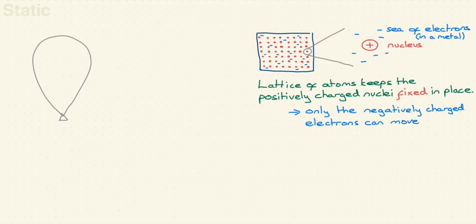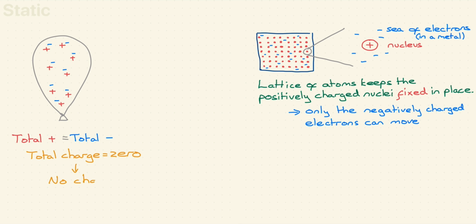This balloon has no charge. Actually, that's a lie. Sorry. The balloon has a lot of charge because it has billions of nuclei and billions of electrons, so it has lots of positive charge and lots of negative charge. But normally, the total positive charge is equal to the total negative charge. So the total charge adds up to 0. We say it has no charge. So, okay, this balloon has no charge.